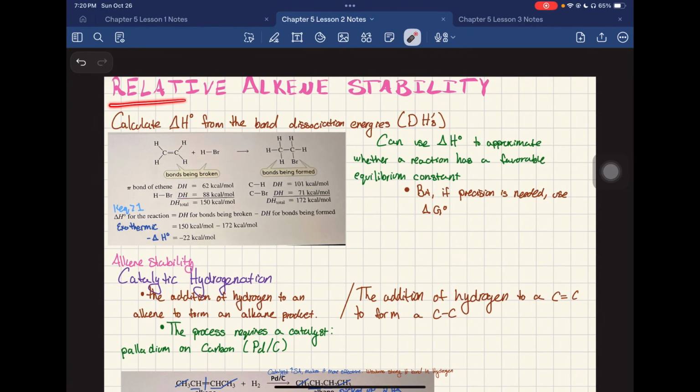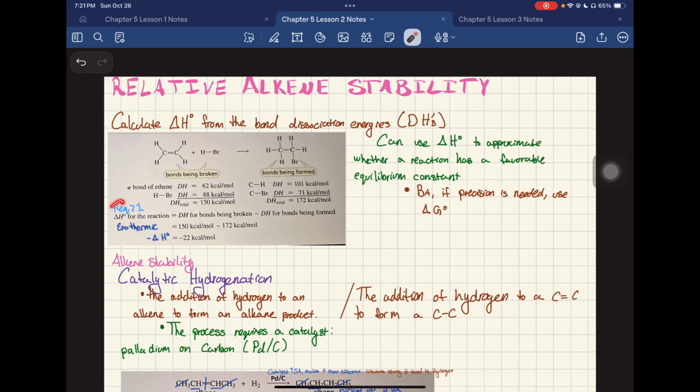Now we're going to look at relative alkene stability. We can calculate delta H from the bond dissociation energies, DHs. Delta H is calculated through bonds being broken minus bonds being formed. And if the bonds being formed are greater in energy than the bonds being broken, then the reaction is going to be exothermic and it's going to be negative delta H. And obviously the math on that one makes sense.